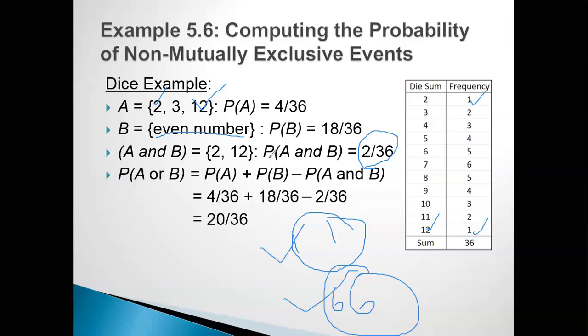So what they have done here: the probability of event A plus the probability of event B minus the probability of A and B, that is the common part in both, right? And then we'll get 20 by 36. Okay.